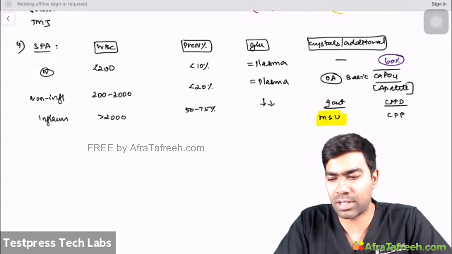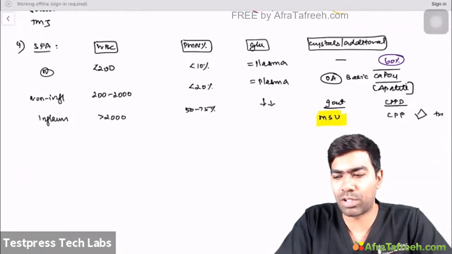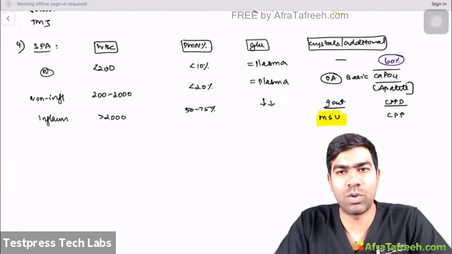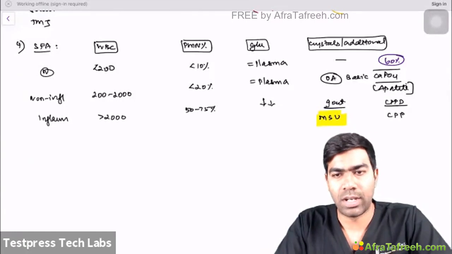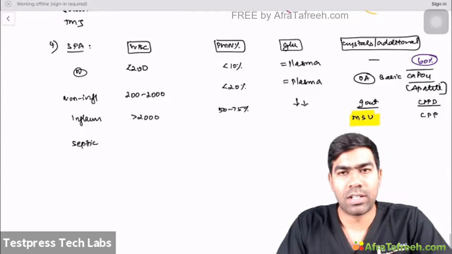And as far as CPP is concerned, it's more of rhomboid-shaped crystals and weakly positive birefringent, not strongly positive, but a weakly positive birefringence when you look in the polarized microscope. And finally, we have septic arthritis. So it's a septic joint.